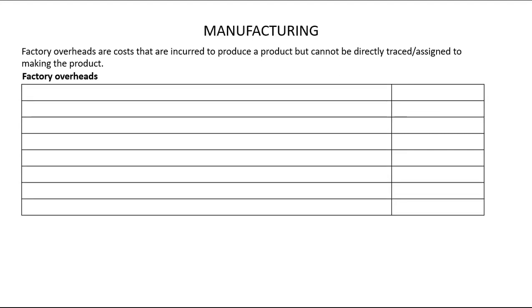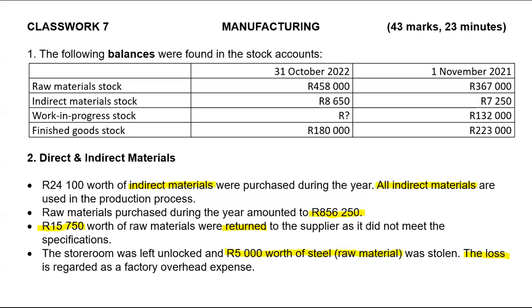Let's come here. Now, to calculate factory overheads, we will start with indirect material. When you calculate indirect material, I'll go back to... actually, that is too far. I can't go back to it. I'm just going to go here. And I know that I'm going to take the 7,250 and add it with these purchases.